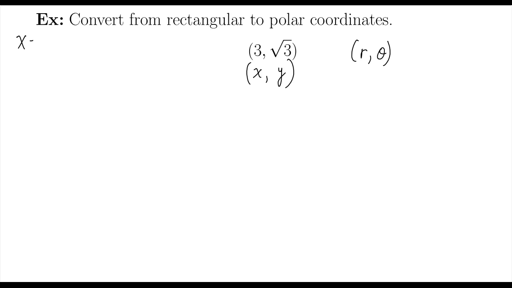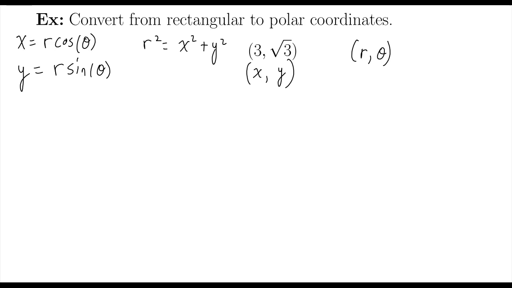So x is equal to r cosine of theta. y is equal to r sine of theta. And then r squared is equal to x squared plus y squared. It's just the Pythagorean theorem. And if I wanted to rewrite that, r equals the square root of x squared plus y squared, right? So of course, these go together. They're basically the same formula. Okay, so let's find r first.